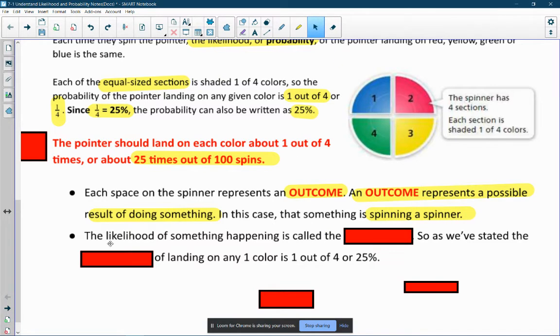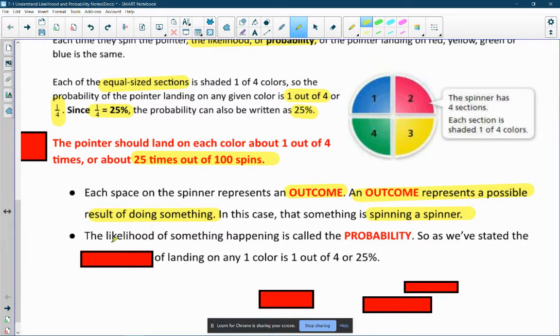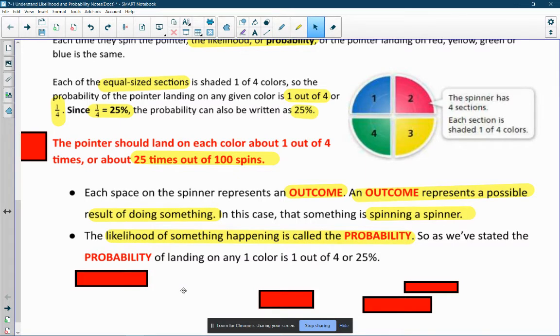Next one: the likelihood of something happening is called the probability. How likely is something to occur? How probable is it? As we've stated, the probability of landing on any one of those colors is 1 out of 4, or 25%. Every probability has some outcomes. Think of the weather. What's an outcome? Rain, sun, snow, sleet, a hurricane, a tornado. Those are all possible outcomes.